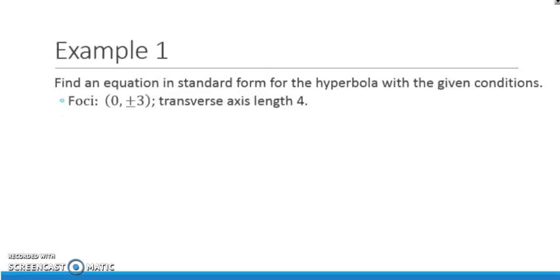Okay, so here on the first example we're going to look at, they've given us two of the coordinates of the foci, and we want to remember that the foci determines the length of c. So since I have the coordinates at (0, 3) and (0, -3), then I know that the length of c has to be equal to 3. It's going 3 up or 3 down. They've also given us the transverse axis length, and they told us that it's 4. Now the transverse axis length is 2a, so that means a equals 2.